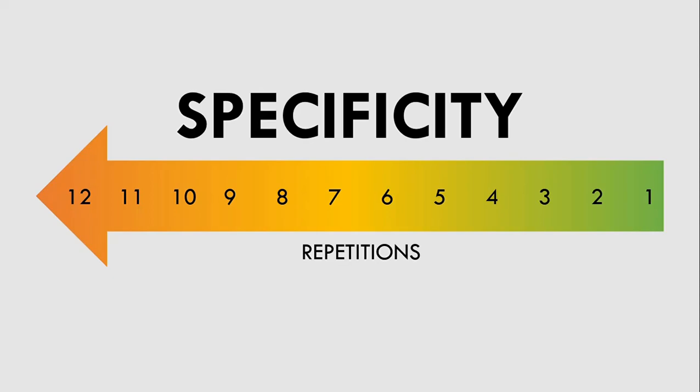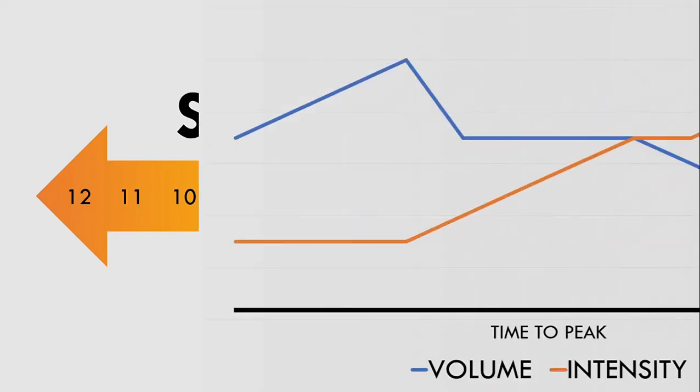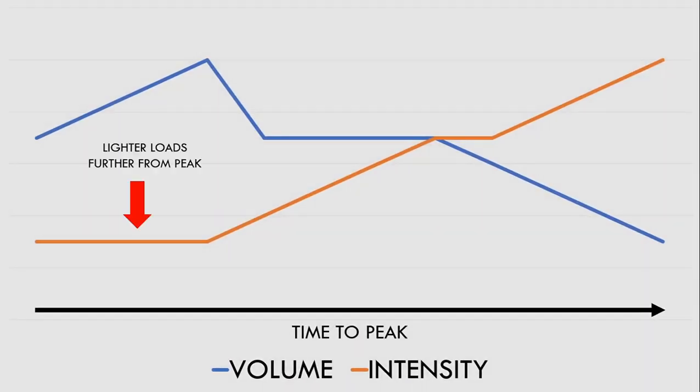So although maximal loads are the most beneficial for maximal strength, a trainee will plateau or possibly get injured if these extreme weights are used continuously for an extended period of time. Therefore, it is probably best to periodize our training to use lighter loads further from when the trainee needs to peak, and heavier loads closer to when they need a peak.